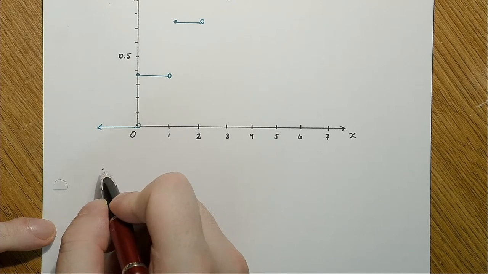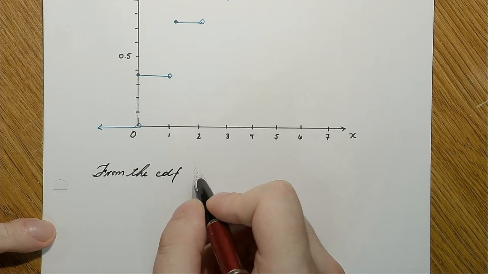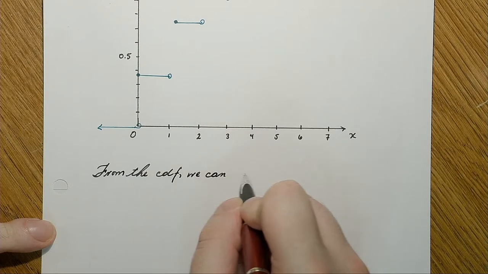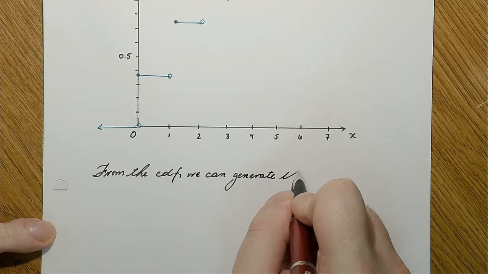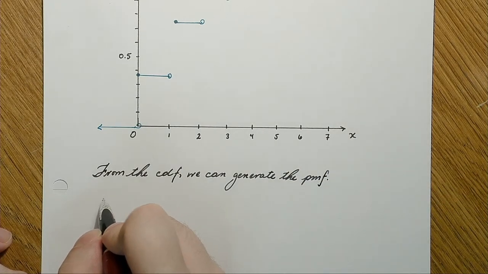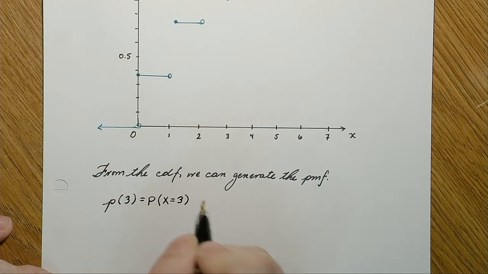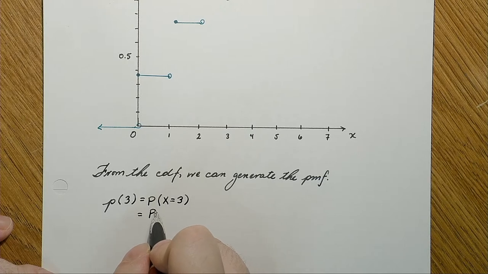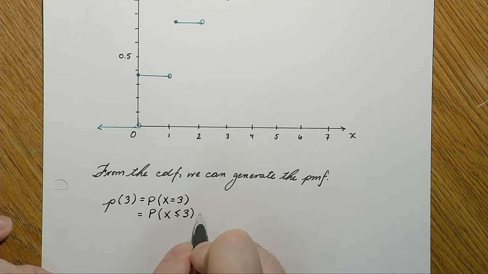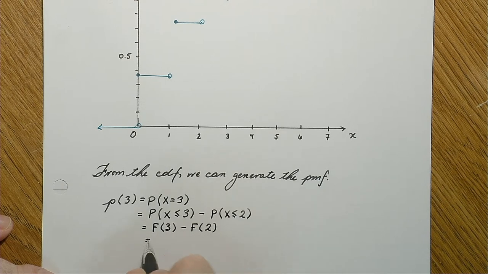Now what we can also do is go the other way. From the CDF, we can also generate the probability mass function. So in the bomb example, if we wanted to calculate p(3), which is the probability of x equals 3, it would be the probability of x less than or equal to 3 minus the probability of x less than or equal to 2. Or you could think of that as F at 3 minus F at 2, which we had calculated.